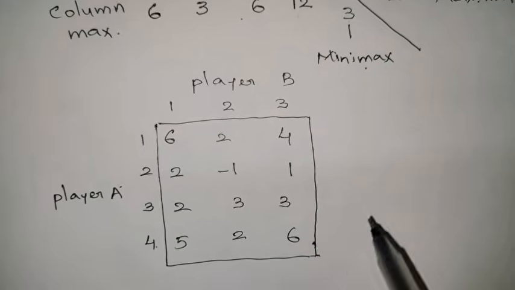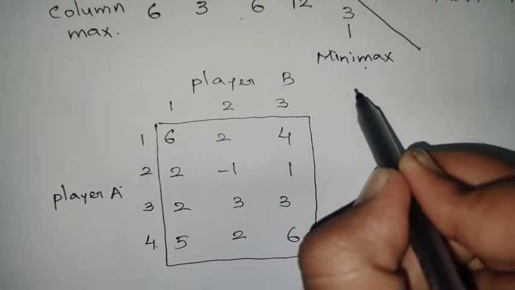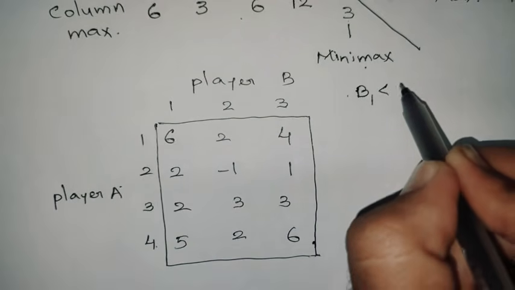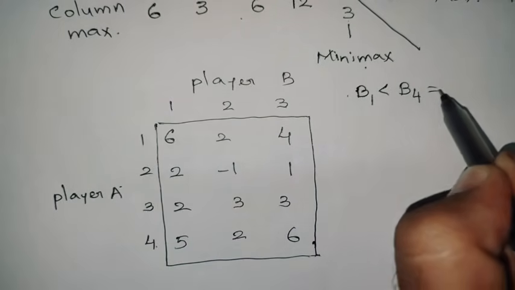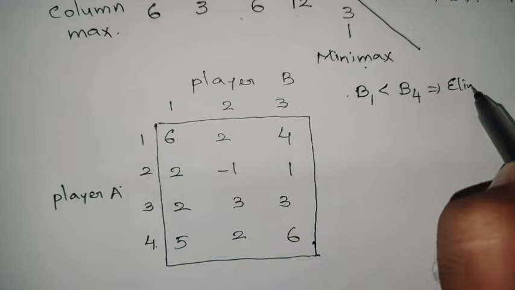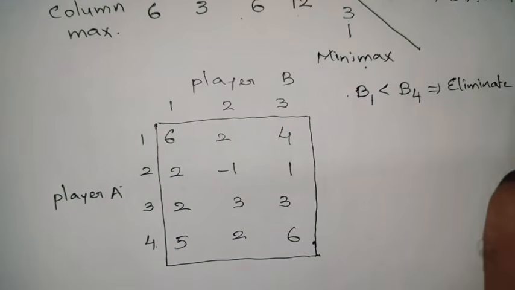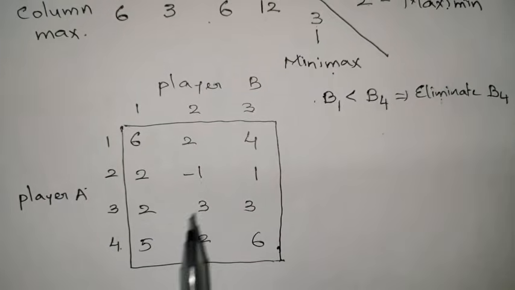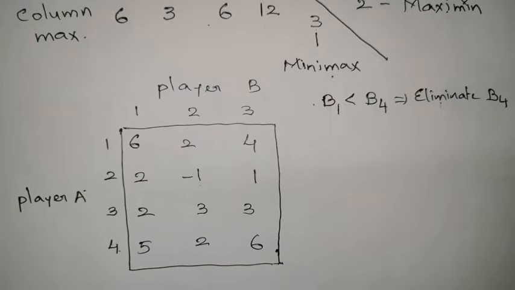So how did we get it? B1 is less than B4, so eliminate B4, right? Based upon this, we have written this reduced payoff matrix. Now let us go for the next iteration.